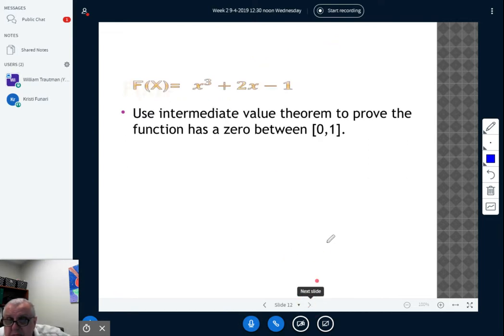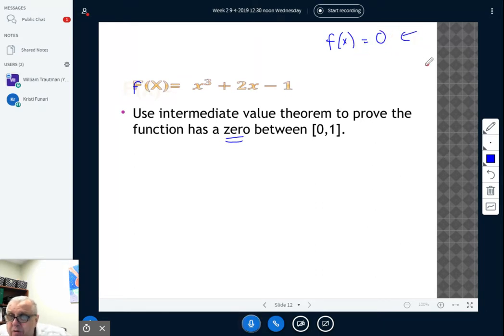So in this problem here, it says we have this function. This should be the lowercase f. We have this function, x^3 + 2x - 1. It says use the intermediate value theorem to prove the function has a 0. A 0 means that if we put an x value in there, y will equal 0. That's a 0. A 0 is a y value that equals 0, and it says we have a 0 between 0 and 1.